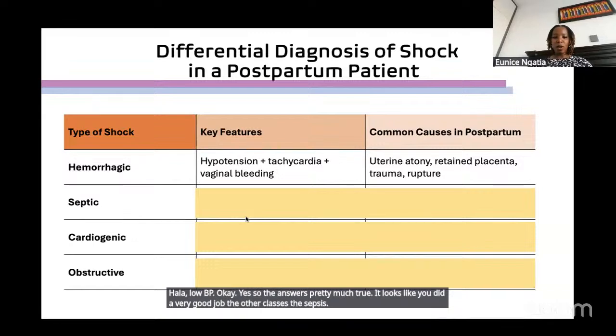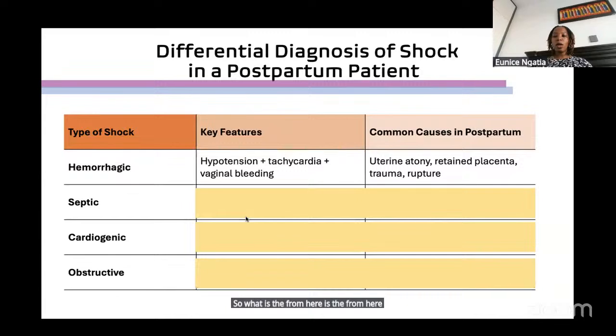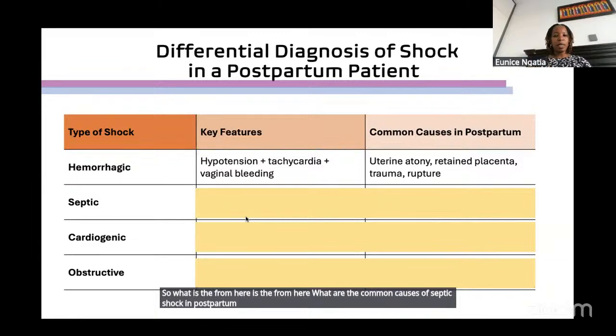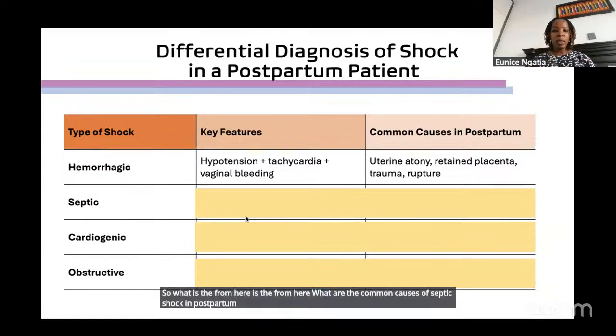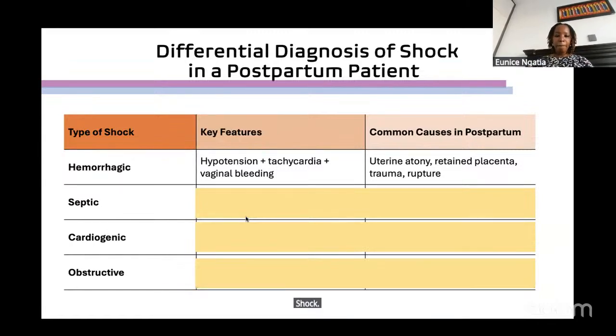So what are the common causes of septic shock in the postpartum period? What would trigger a patient and tip them over into septic shock? Infection, endometritis, retained POCs. Okay, thank you. Prolonged sepsis, retained placenta. Good. So we seem to have most of the answers in there. Chorioamnionitis, that's true. Hygiene, septicemia. Good. Dr. Eunice, thank you.